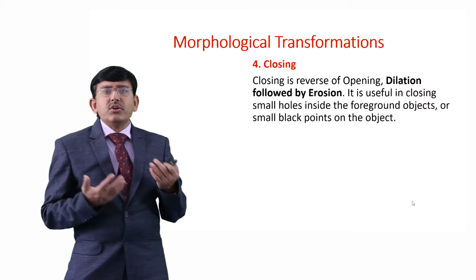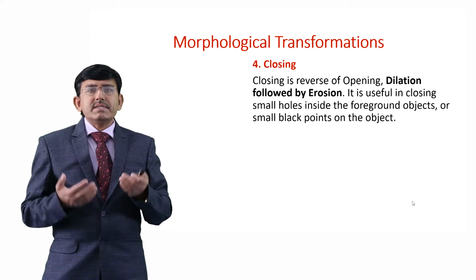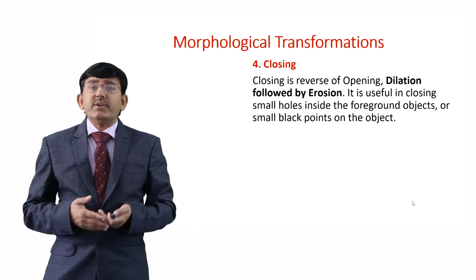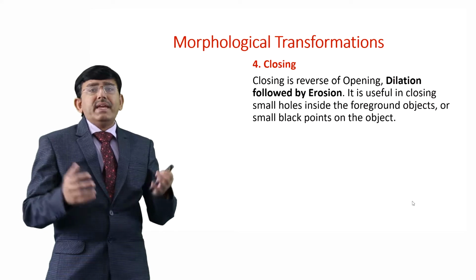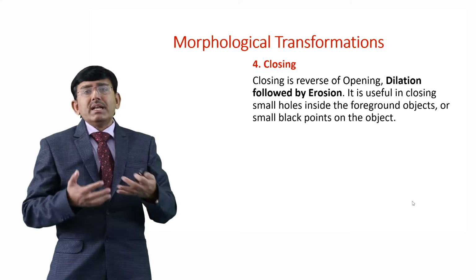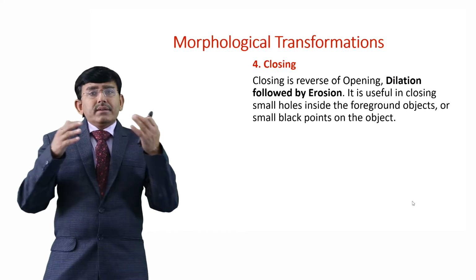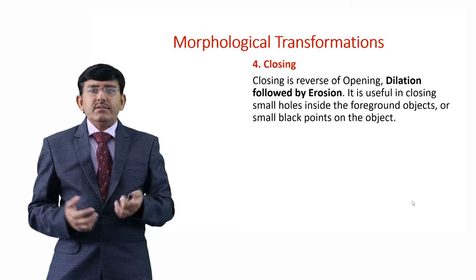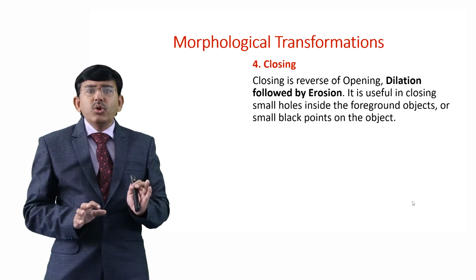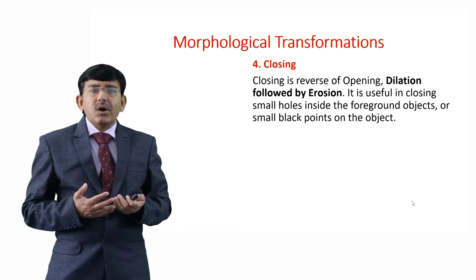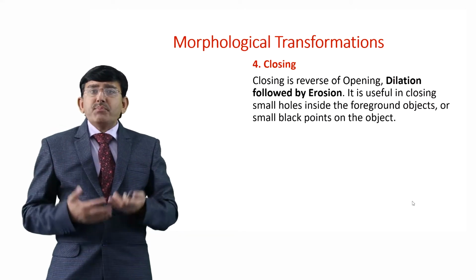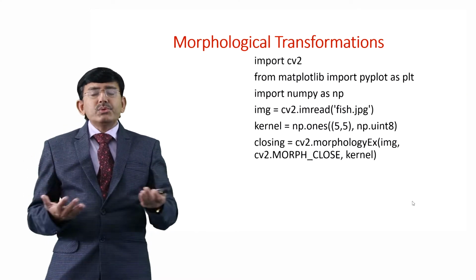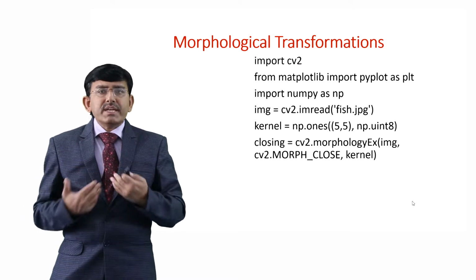Next one, the opposite of opening, is called closing, which is the reverse of opening, in which dilation is followed by erosion. So first we thicken and then thin. During thickening, partial connections become strong joints. Then to get the original size, we do thinning using erosion. So it is useful in closing small holes inside the foreground object, or small black points that appear on the surface of the object. These are its applications.